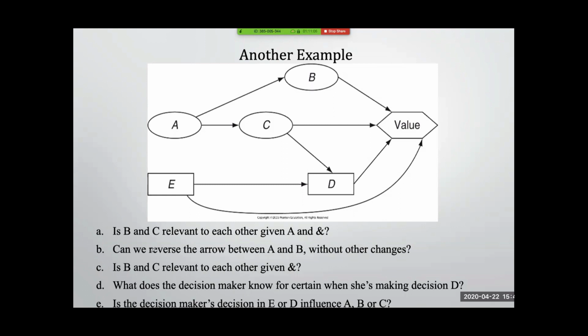The condition that you need to check, when you decide whether you can reverse the arrow between two distinctions, is that these two distinctions are conditioned on the same information. A is conditioned only on background knowledge, B is conditioned only on background knowledge, and no other distinctions are sending arrows to either one of these two. So the answer is yes, you can reverse the arrow between A and B without other changes.